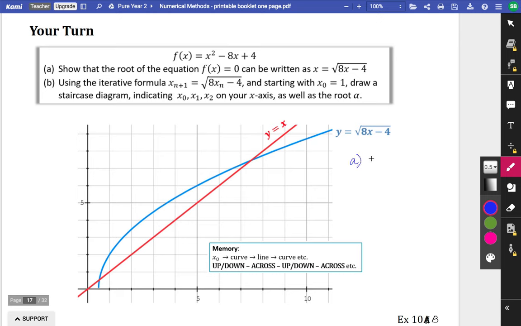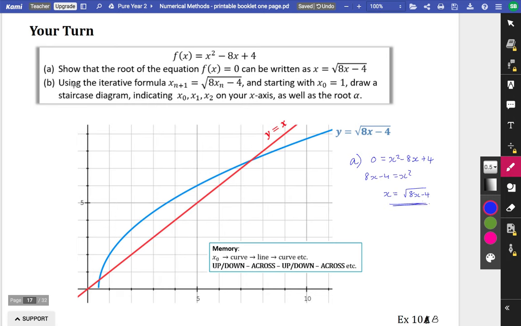Part A, let's show then we can do that rearranging. Let's make f of x equal to 0 to begin with. And I'm just going to put the 8x minus 4 on this side equals x squared. So x equals the square root of 8x minus 4, as they wanted.